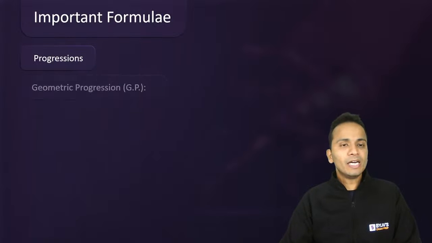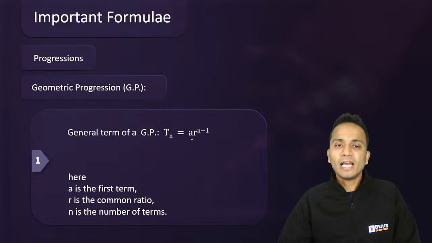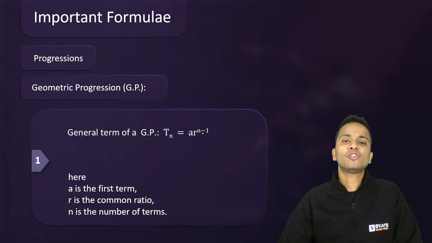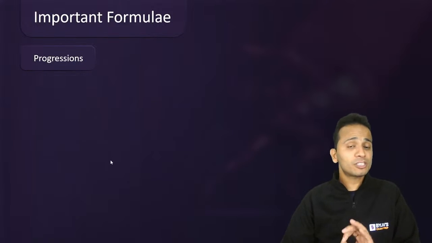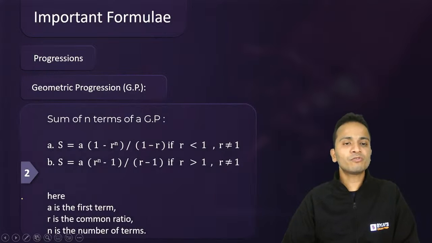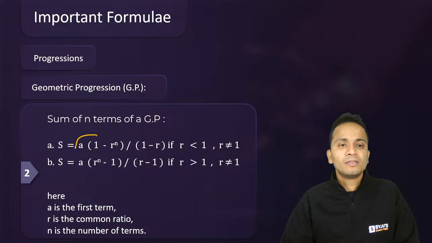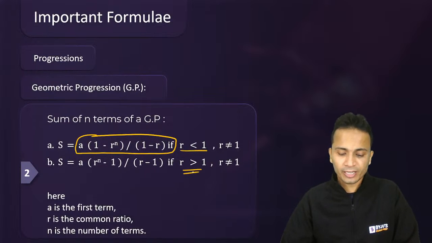All right. Now moving ahead, talking about geometric progression, the general term is a into r raised to the power n minus 1. This is the general term. And similarly, for sum, we have two different formulas for a GP. So the first formula is a into (1 minus r raised to the power n) divided by (1 minus r). This depends on the value of r. So when r is less than 1, we use this formula, and the second formula is used when r is greater than 1.